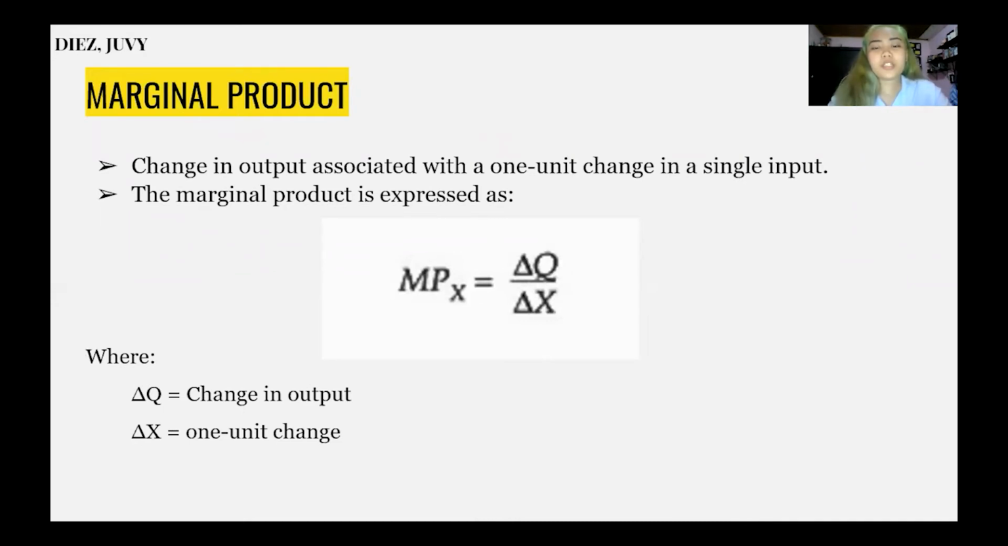Given the total product function of an input, both the marginal and average products can be easily derived. So the marginal product of a factor is the change in output associated with a 1 unit change in the factor input, holding all the other inputs constant. So it can be expressed as MP sub x equals change of Q over change of x, where change of Q is the output resulting from 1 unit change, which is the change of x in the variable factor. So this expression assumes that the quantity of the other input, which is y, remains unchanged.